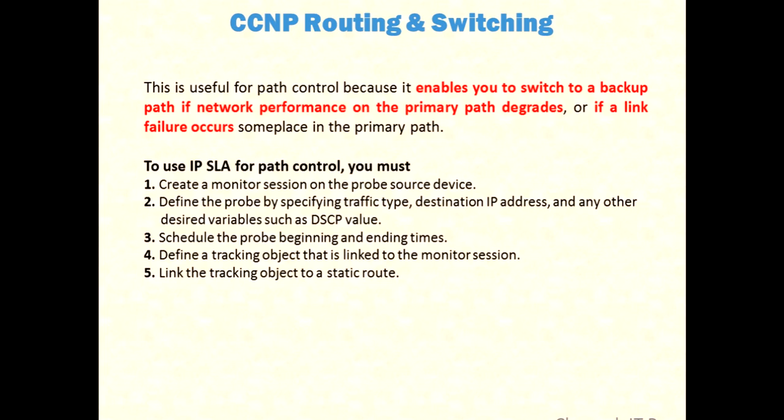To use IP SLA for path control, you must first create a monitor session on the probe source device. Second, define the probe by specifying traffic type, destination IP address, or any other desired variable such as DSCP value. Schedule the probe beginning and ending times. Define a tracking object that is linked to the monitor session. Link the tracking object to a static route.